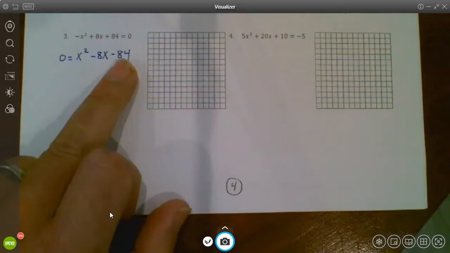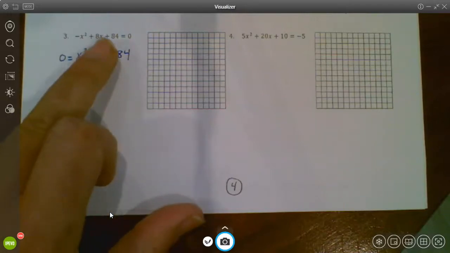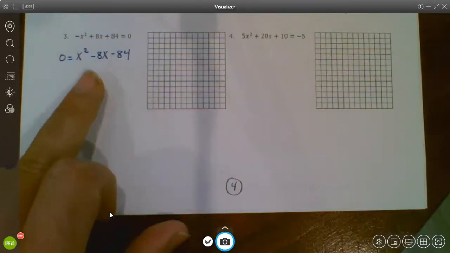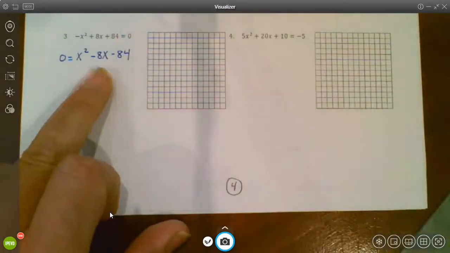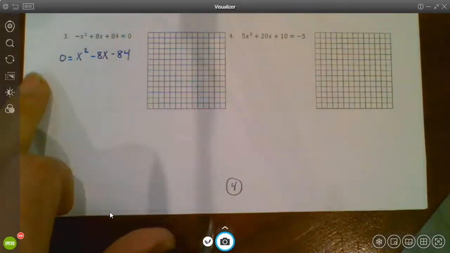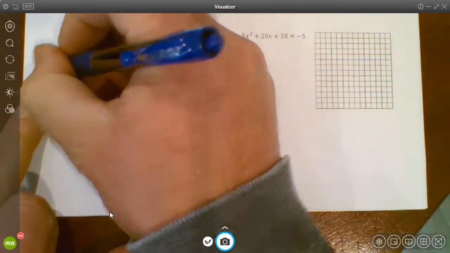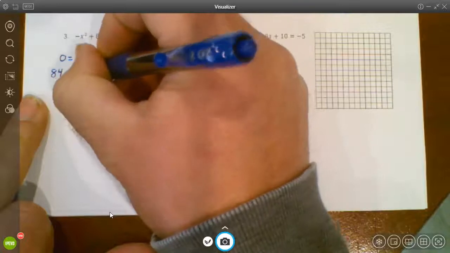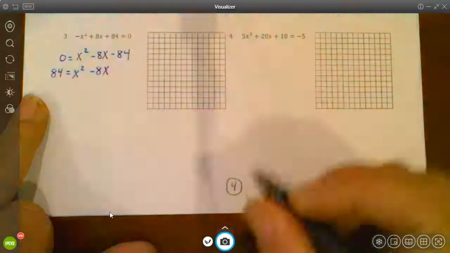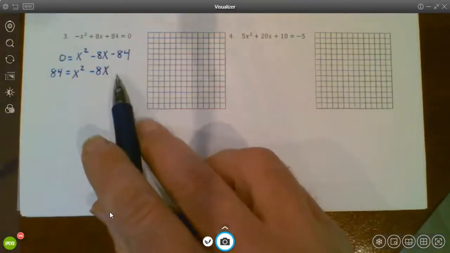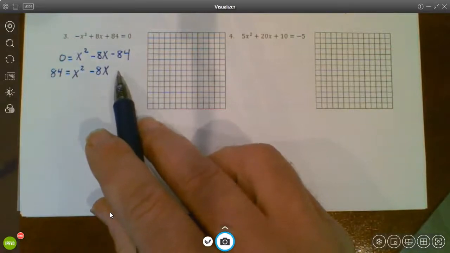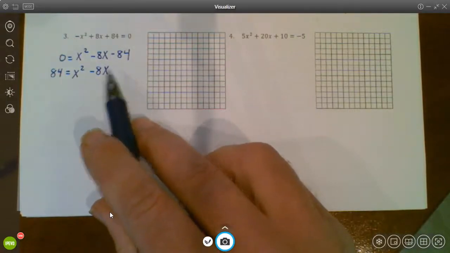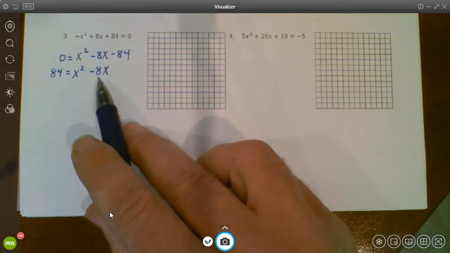So I'm actually going to add this 84 back over to here. I guess we could have left it there. I just wanted to show you how we can move all this to one side. I'm going to add 84 back to this side. So we're back to looking at that formula to say, okay, what number needs to go here in order to create a perfect square? So remember, you take your b value, you cut it in half, so it becomes negative 4, and then you square it, and we get positive 16.